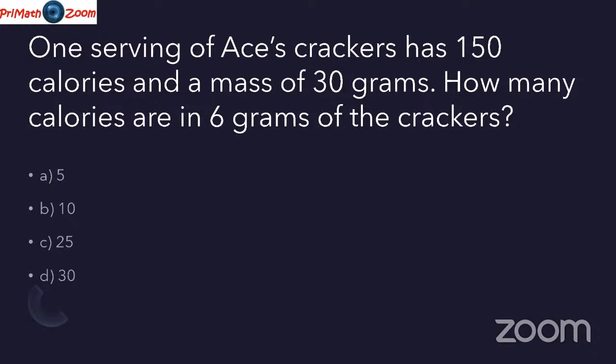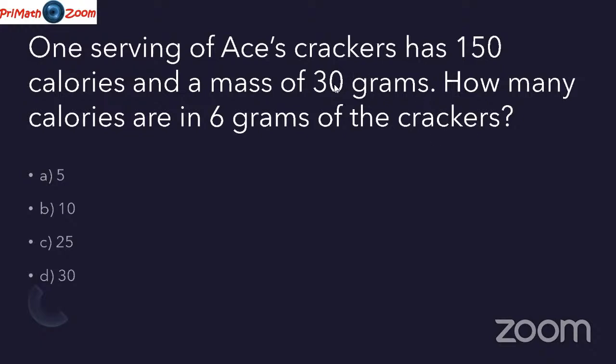Now, it says here it is given that 150 calories and a mass of 30 grams is in one serving of cracker. So yes, we can say 150 calories to 30 grams. Cool. Yes, that is really good for you to recognize. How many calories are in 6 grams of crackers?